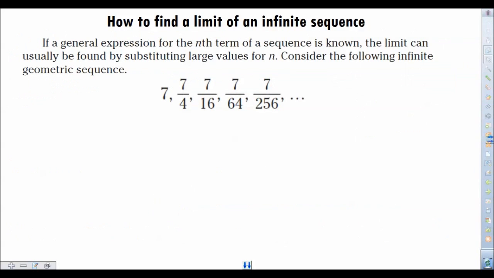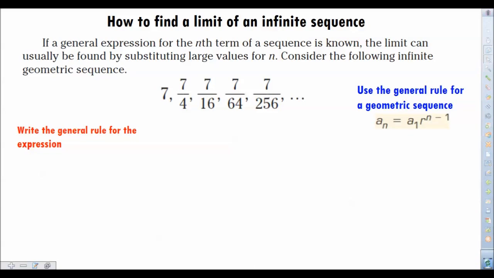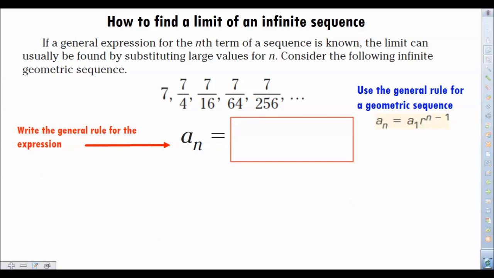So if we look at this particular sequence here, 7, 7/4, 7/16, so on and so forth, we can figure out what the limit of this is if we look at substituting large values for n, if we can write the general form for the sequence. So let's do that first. Let's write the general rule for the expression. The trick for writing the general rule is understanding that this particular sequence is a geometric sequence, which requires us to use the general rule. You know, we just did this in 12-2, a sub n equals a sub 1 times r raised to the n minus 1 power. So now when we write this rule for a sub n, a couple tricks we have to know here. First of all, we need to know what the first term is. The first term is 7, so that's easy.